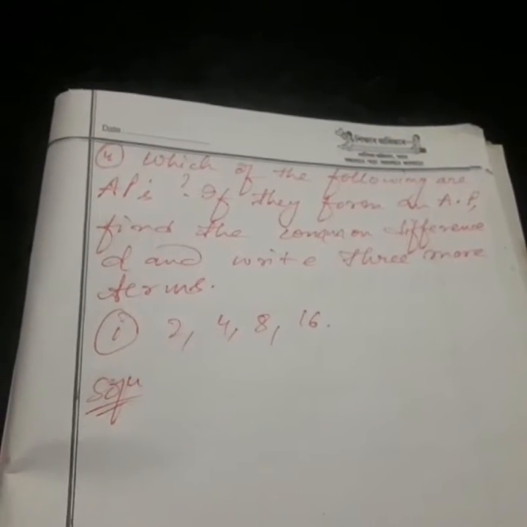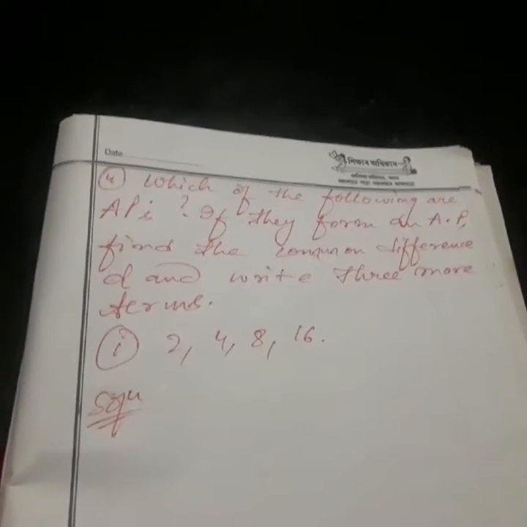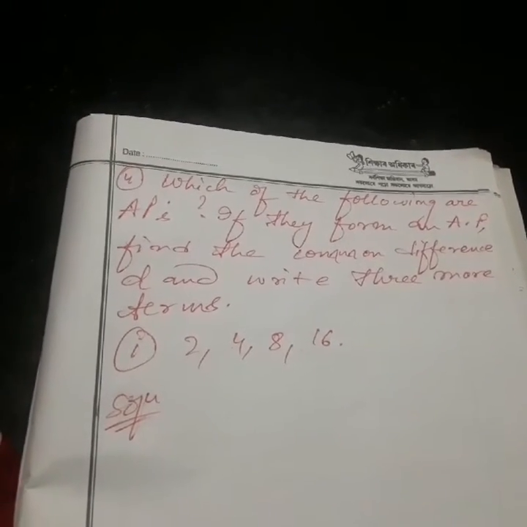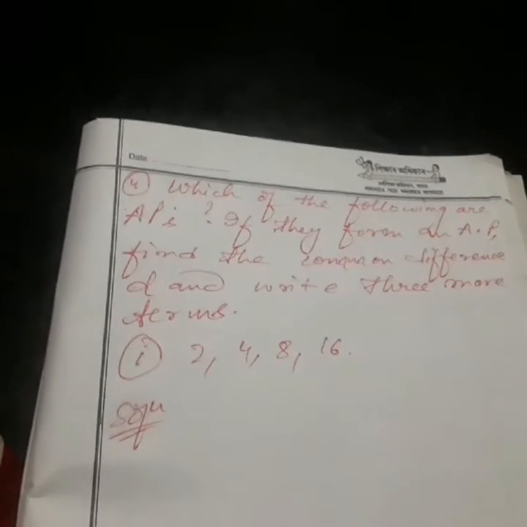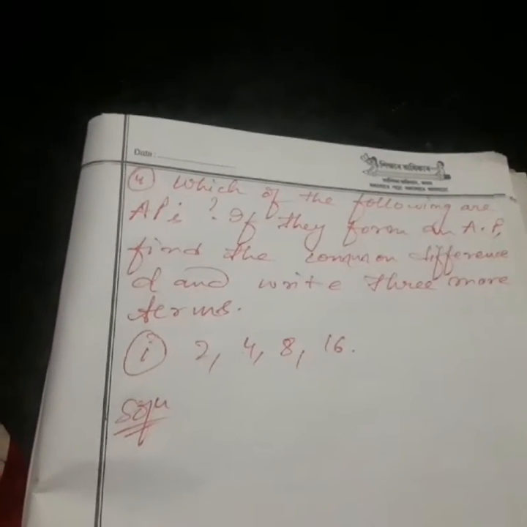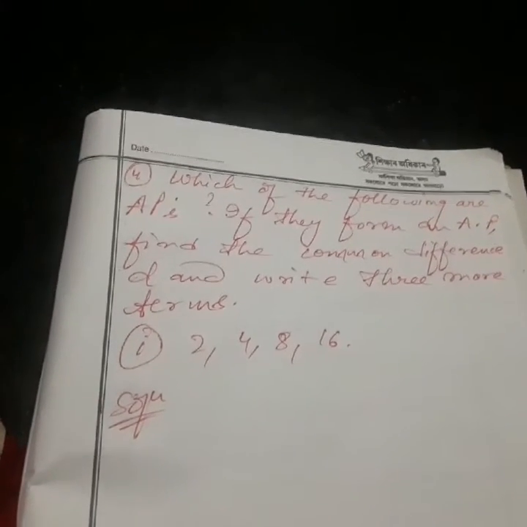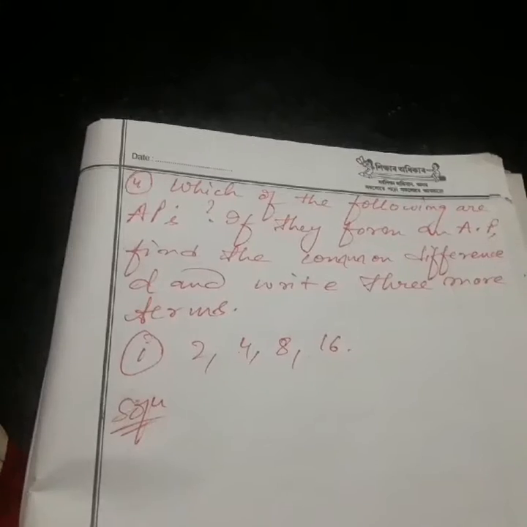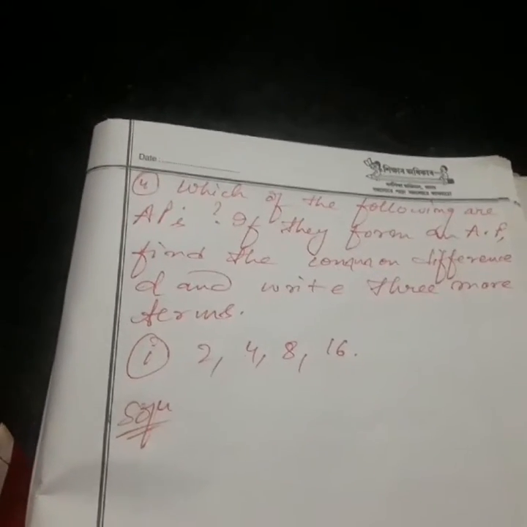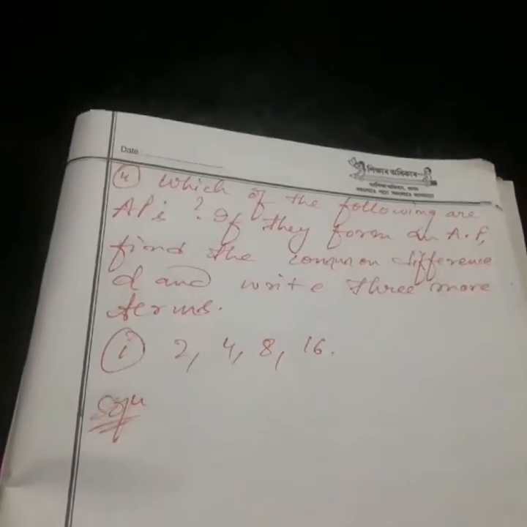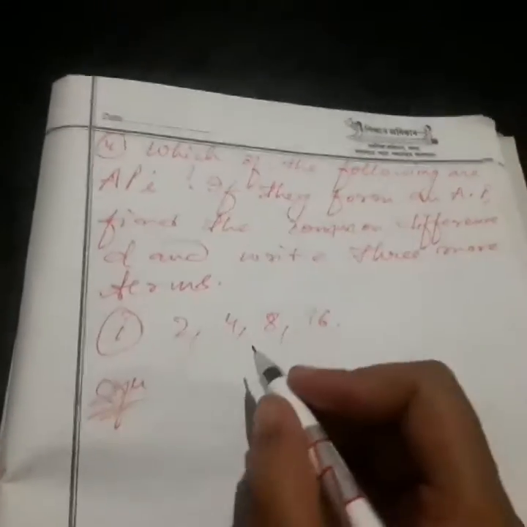Then you see what question number 4 says. So question number 4 says that we have to find out which of the following are APs. Here a list of numbers is given to you. You are to say whether the list of numbers that is given forms an AP, and if they do, then we are to find out the common difference and also 3 more terms of this AP. If this list of numbers forms an AP, we have to find out 3 more terms. So what will we do?